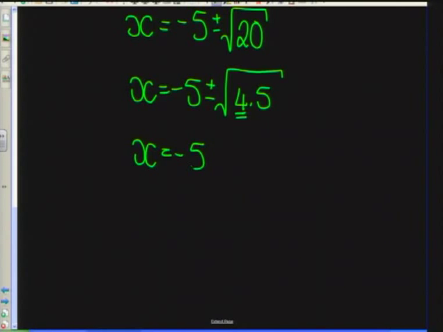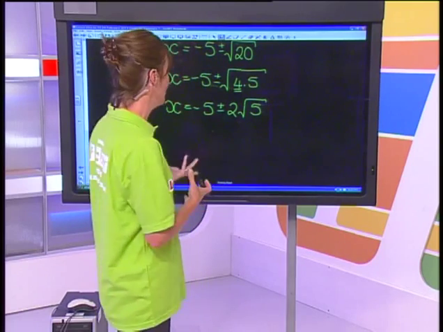So we've got our negative 5 plus or minus, and the square root of 4 is 2, but I'm going to have to leave root 5 as a surd because obviously we don't have a rational value for the square root of 5. So therefore, we're leaving our answer in this case in surd form.